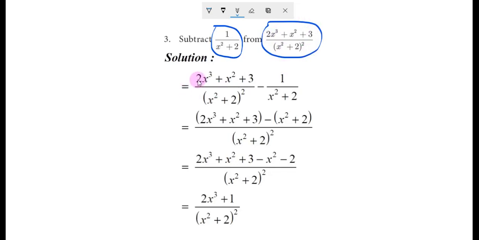That is equal to, let us see the solution, (2x cube plus x square plus 3) divided by (x square plus 2) the whole square, this expression minus, subtract with minus 1 by x square plus 2. Understood?